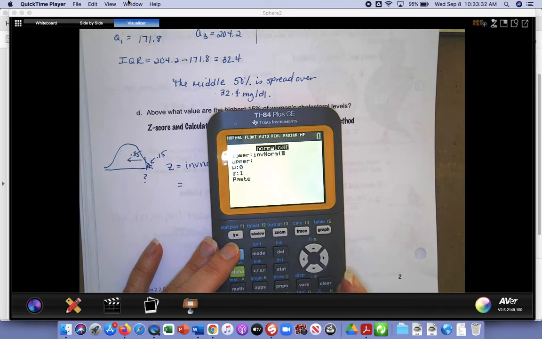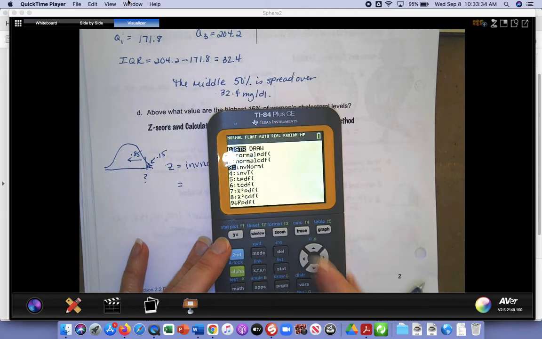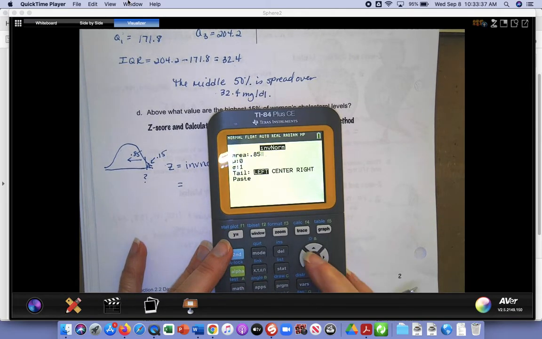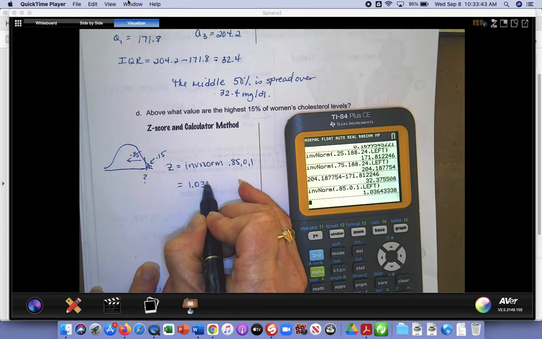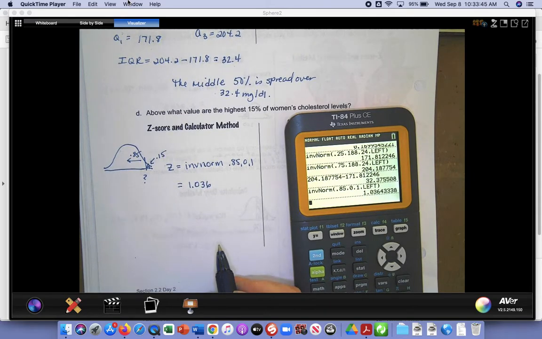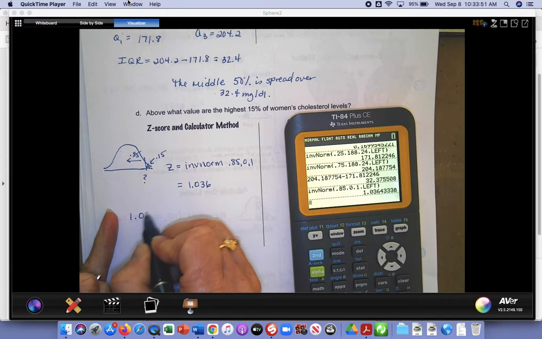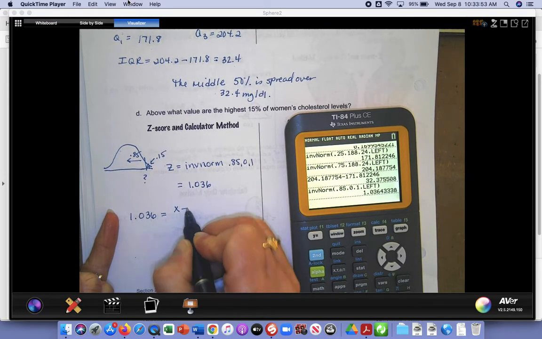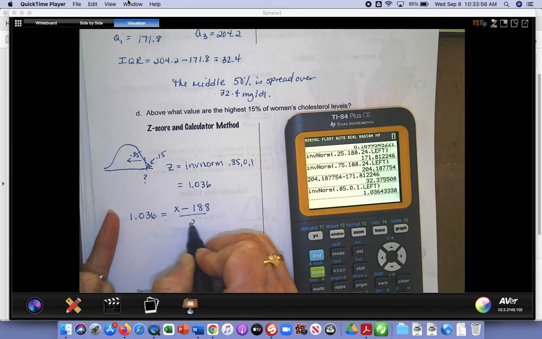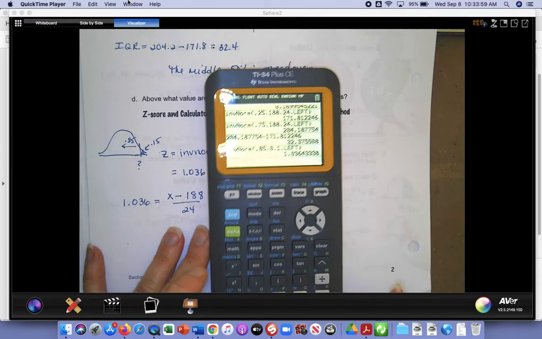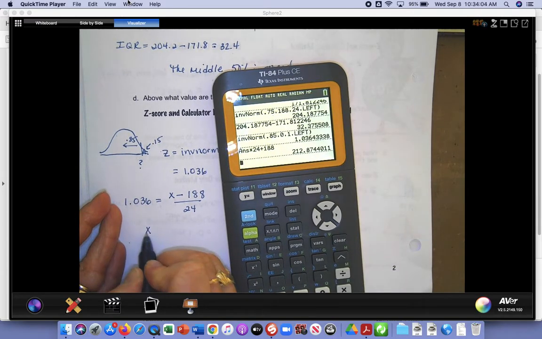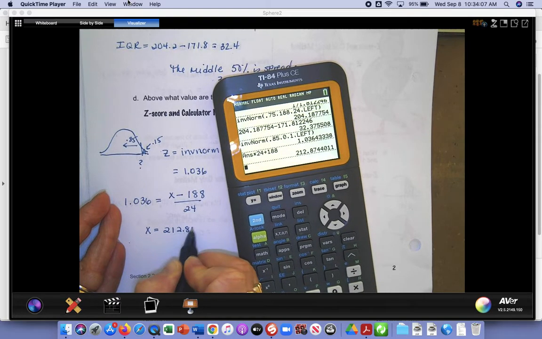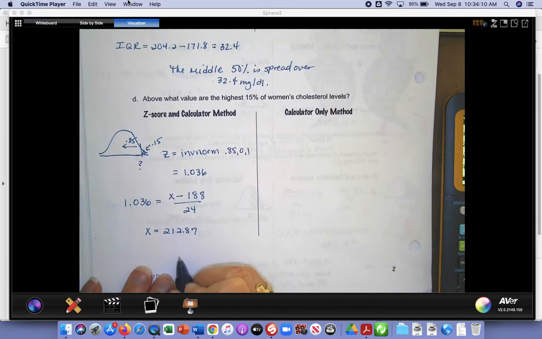So I would go to inverse, oh, I hate when I do that. Inverse norm, 0.85, 0, 1, left, paste. So this z-score right here, 1.036, has 85% to the left of it. I would take that z-score, and since it's 188 over 24, I'm just going to take that answer times 24 plus the 188. So 212.